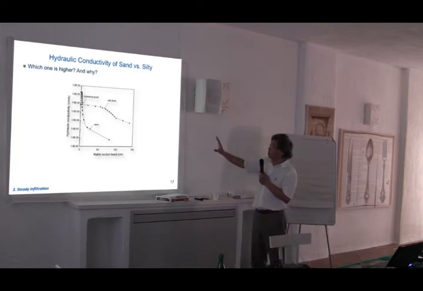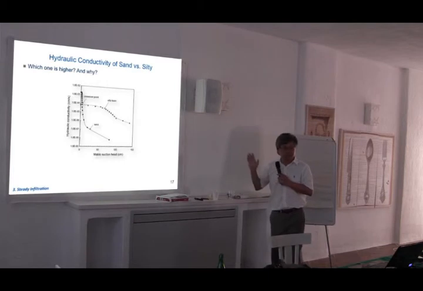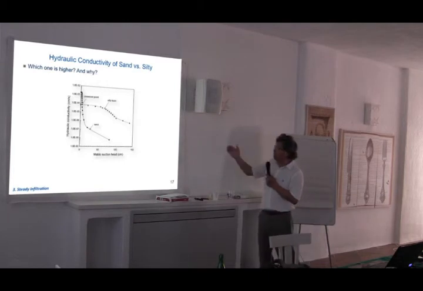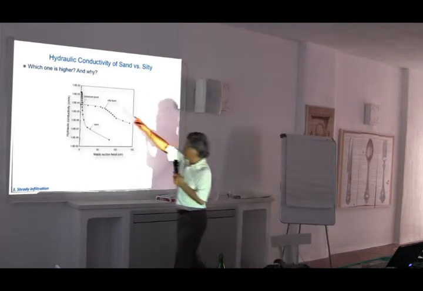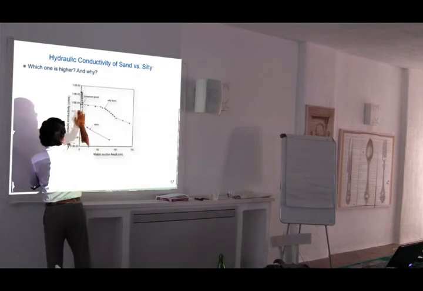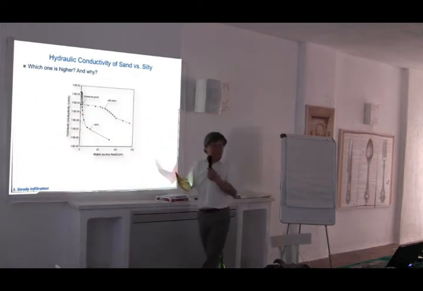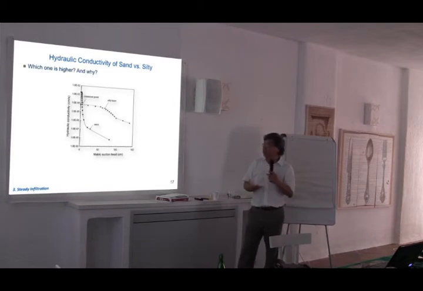I give two soils. One is sand, the other one is silty soil, which is good for agriculture. If you look at the saturated hydraulic conductivity, sand's is higher than the silt's, which is very intuitive in saturated condition, right? Sand has a larger pore size.